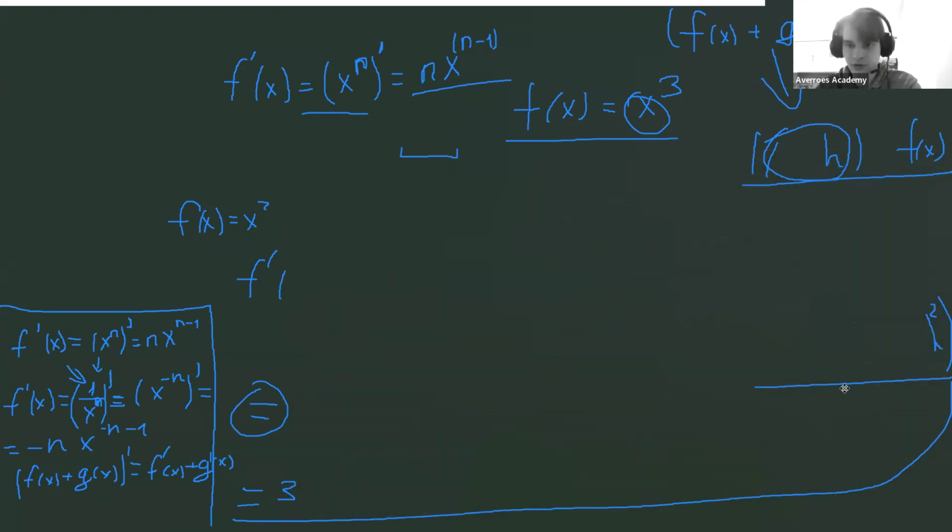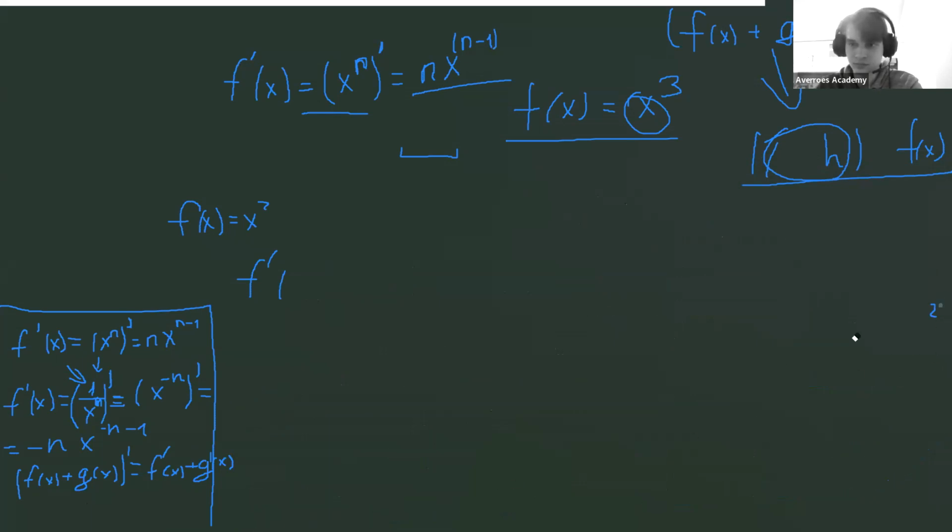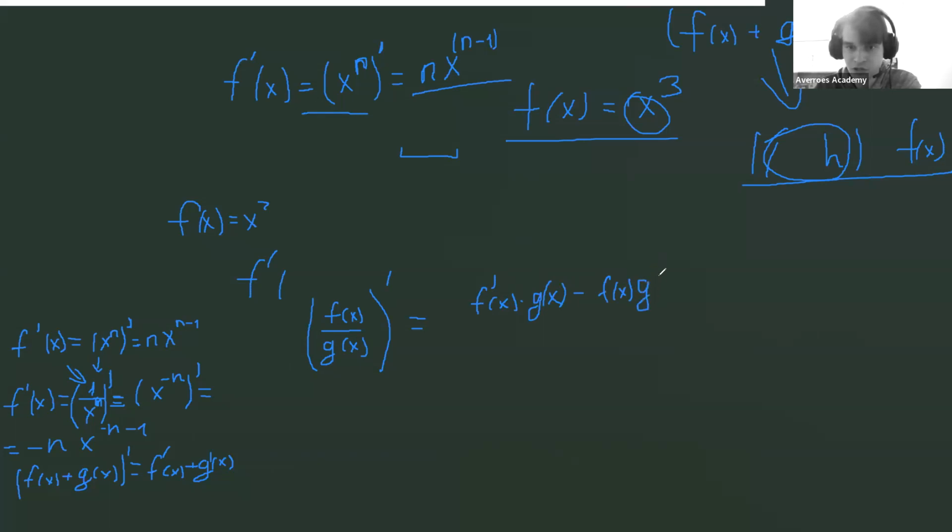And another one, I'm going to delete this. Another one is when we divide one function by another function and we want to find the derivative of this operation. It's going to be f prime of x times g of x. You understand why g and f? Imagine it's two different formulas. Subtract f of x times g prime of x, divided by g of x squared. Let me double check it.